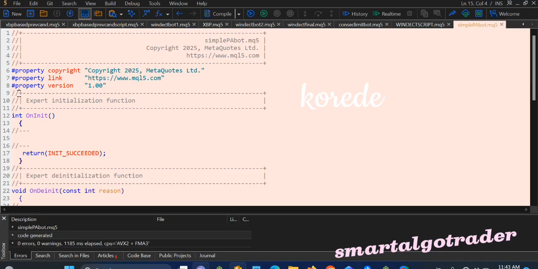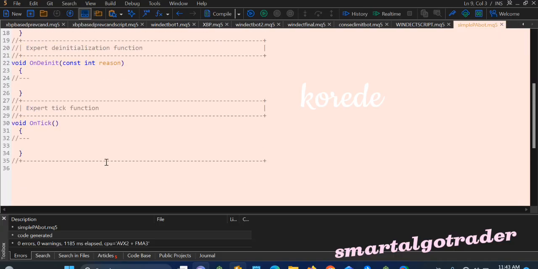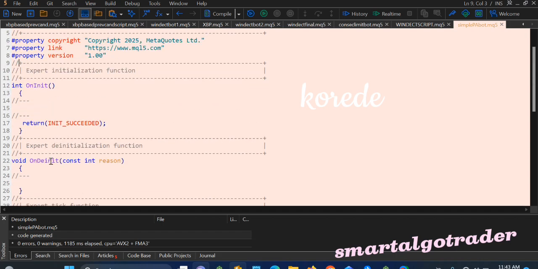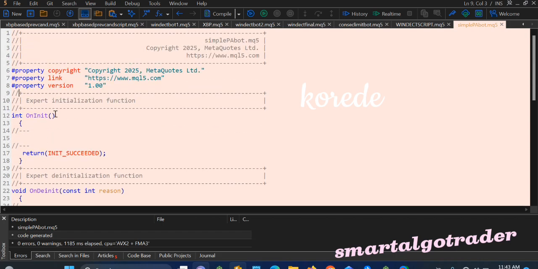So this double slash is the comment, meaning this line 9 doesn't have a meaning. Do you understand? So we have the OnTick function, we have the initialization function, the OnInit function.